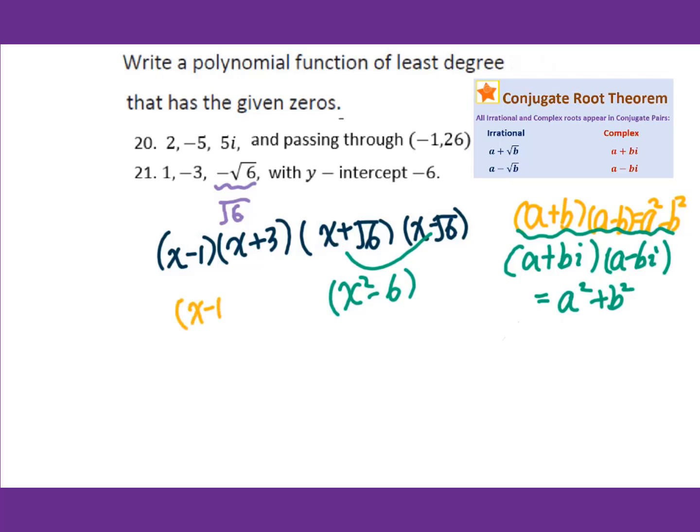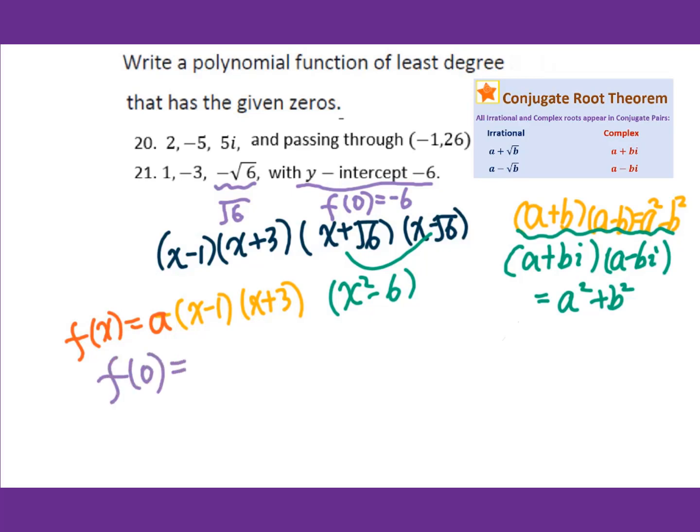So I got x minus 1, x plus 3, then times x squared minus 6. I will put the a before this factor, get f of x. What's the meaning of y-intercept negative 6? It means f of 0 equals negative 6. So I'm looking for f of 0 now. Change every single x into 0. I will get a(0 minus 1)(0 plus 3)(0 squared minus 6).